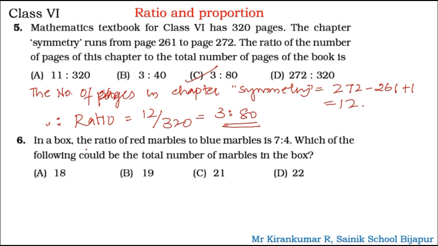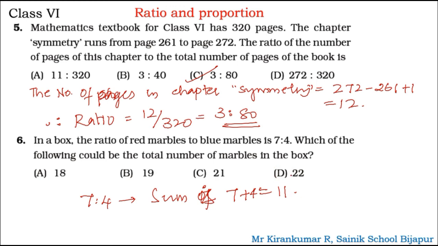Question number 6. In a box, the ratio of red marbles to blue marbles is 7:4. Which of the following could be the total number of marbles in the box? You must know that whenever they give the ratio 7:4, the sum of these two will be 7 plus 4, which is 11. So in the given options, we need to find out the multiple of 11.